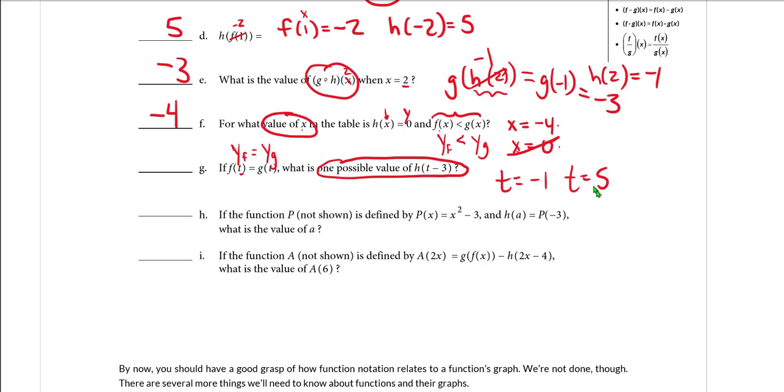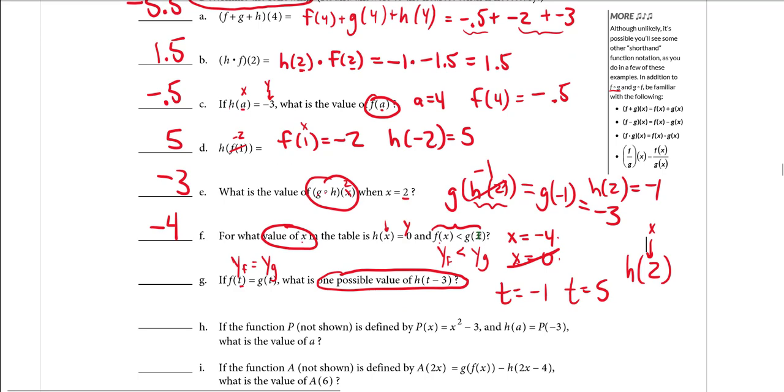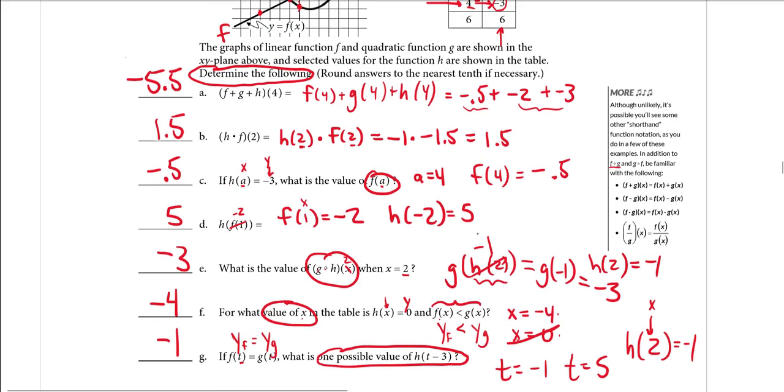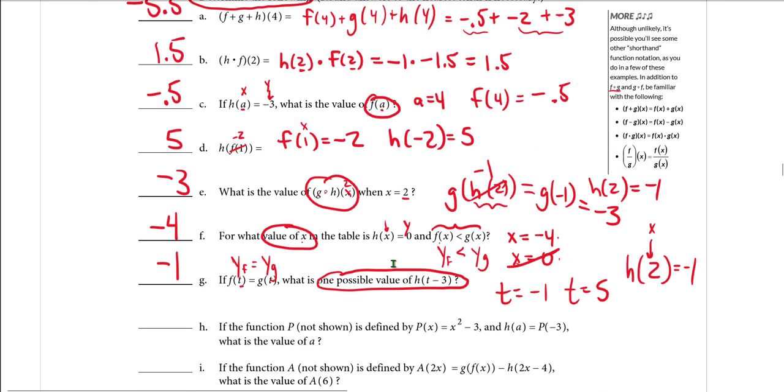So I'm just going to choose the 5. It's a little bit easier. So h of 5 minus 3, 5 minus 3 is going to be h of 2. And again, I just go in the table to where my x value is 2, and I find out that the y value there, the value of the h function, is -1. So that is one possible value of h of t minus 3. If I use the -1, that would be -1 minus 3, which is -4, and a -4 would produce that 0 right there. So 0 was another allowable answer there.